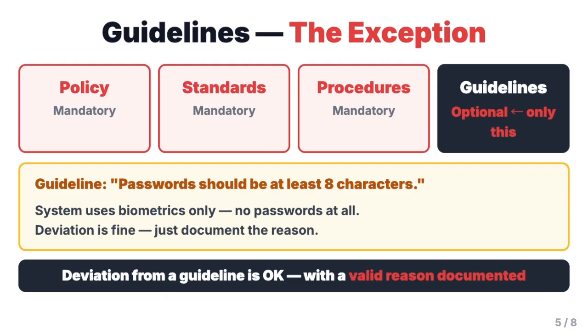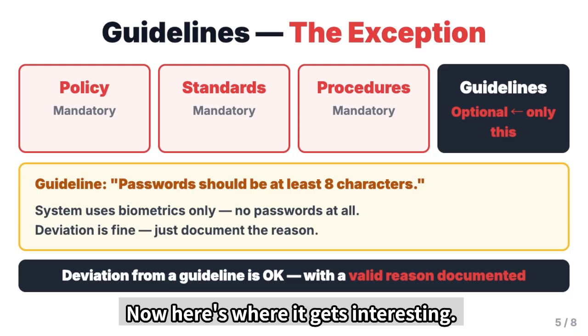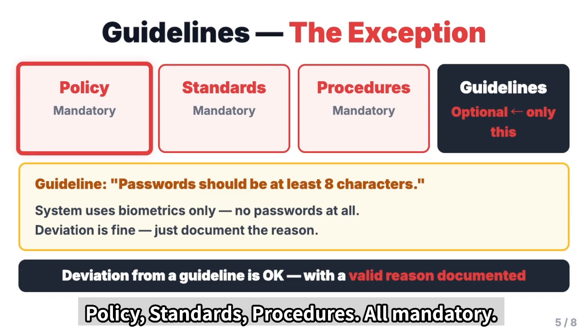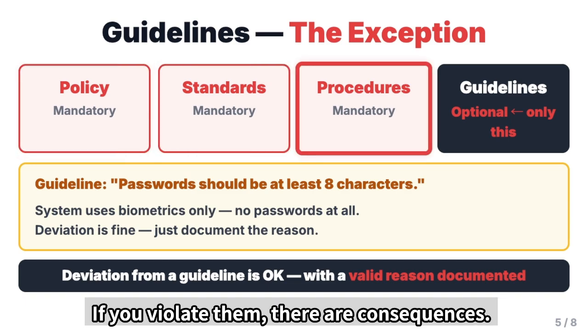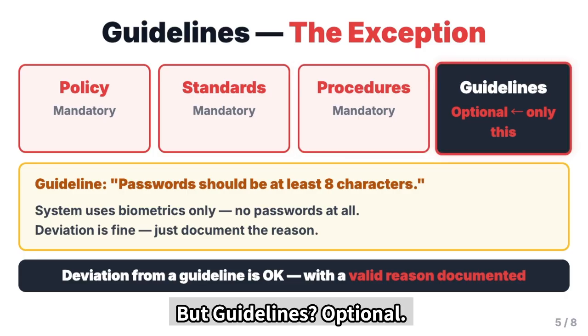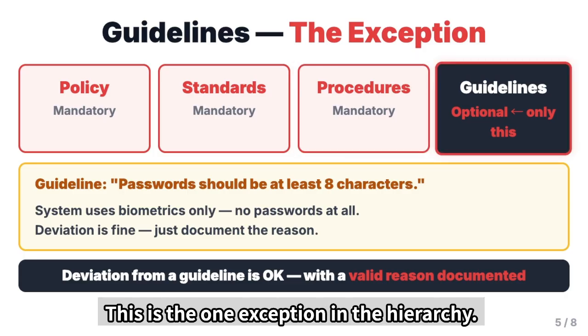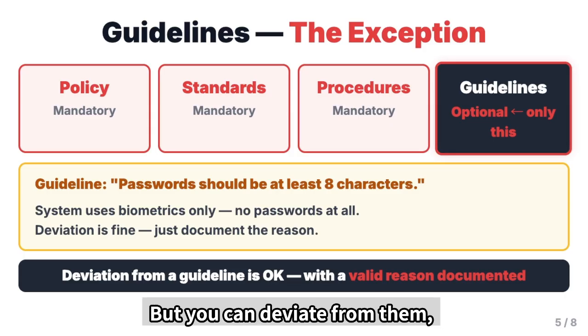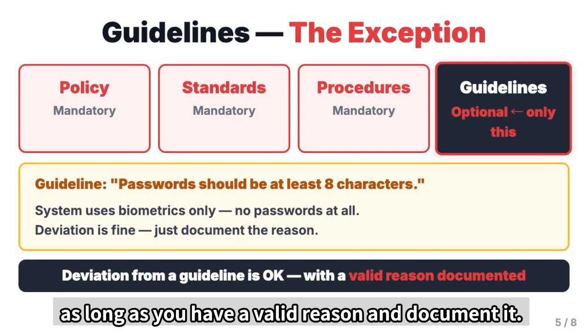Guidelines, the exception. Now, here's where it gets interesting. Look at the top row. Policy, standards, procedures, all mandatory. If you violate them, there are consequences, but guidelines, optional. This is the one exception in the hierarchy. Guidelines are recommendations, helpful guidance, but you can deviate from them as long as you have a valid reason and document it.